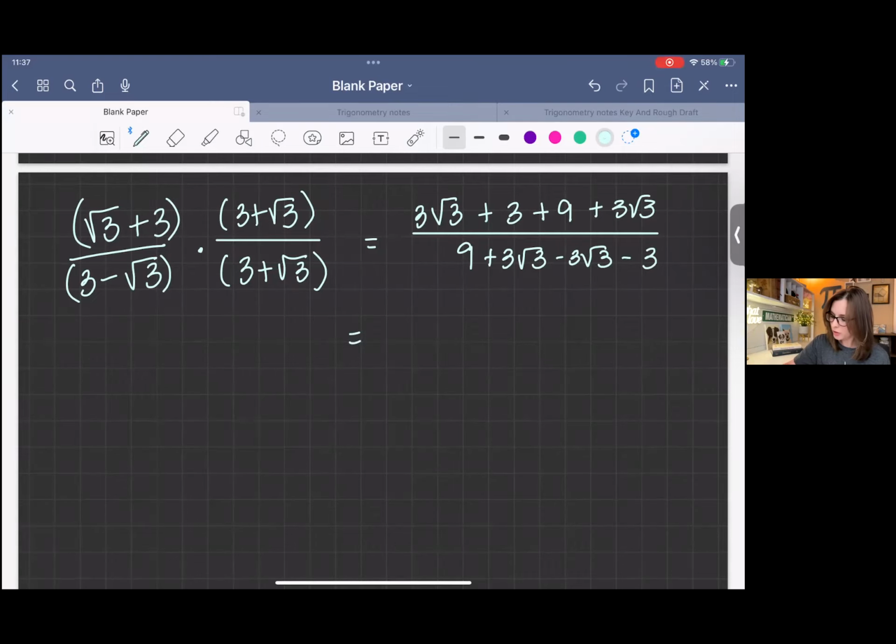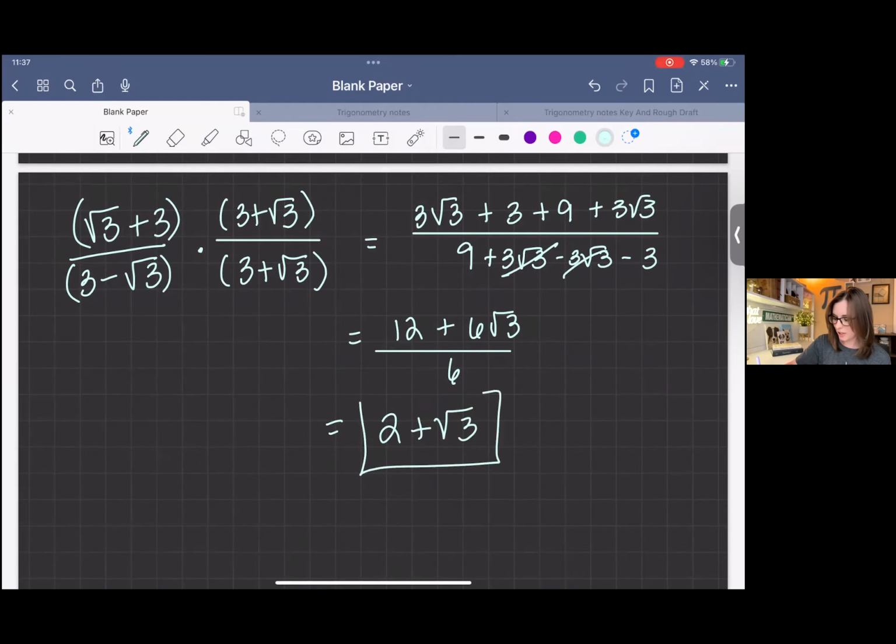Simplify that numerator. 9 plus 3 is 12. 3 root 3 plus 3 root 3 is 6 root 3. I'm sorry, guys. This is a mess. Over. Those go to 0. 9 minus 3 is 6. Dun, dun, dun. We did it, but not quite. We have to simplify a little bit more. The 12, 6, and 6 divide to get 2 plus square root 3.